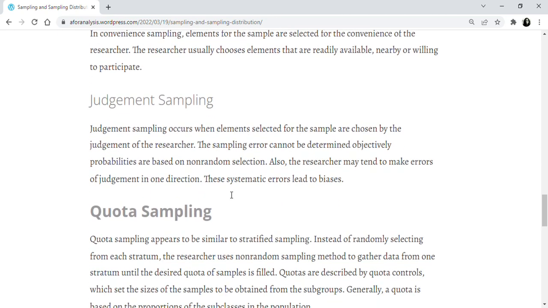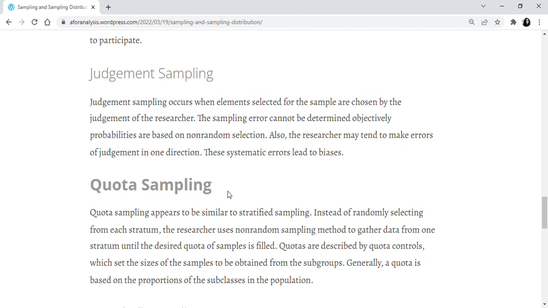Judgment sampling is another non-random sampling. In judgment sampling, the elements are selected for the sample by the judgment of the researcher. The sampling error cannot be determined objectively because this is non-random selection. There is no probability, that's why we cannot find the sampling error. Also, the researcher may tend to make errors of judgment in one direction. These systematic errors can lead to biases.